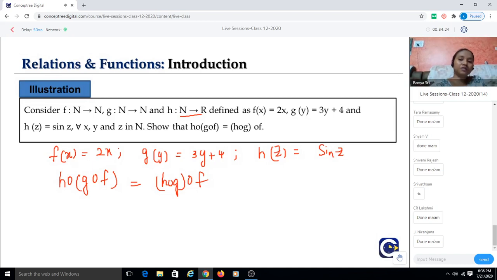So similarly for the right hand side, you have to first find h of g, right? So simply we have to prove that the composite function is associative. So that is the indirect question here. Even though they have given the statement indirectly, what we have to show is that our composite function is associative.